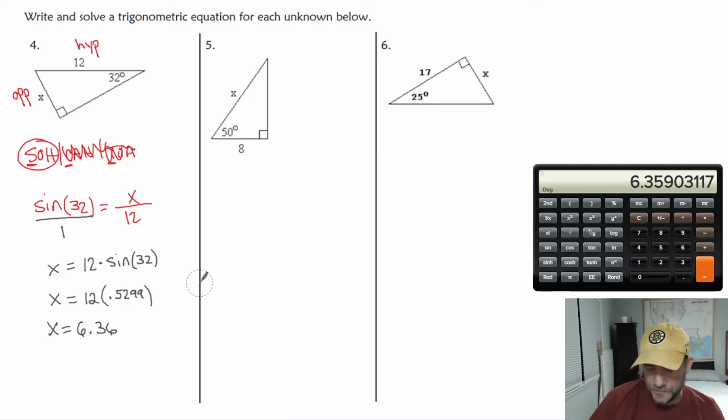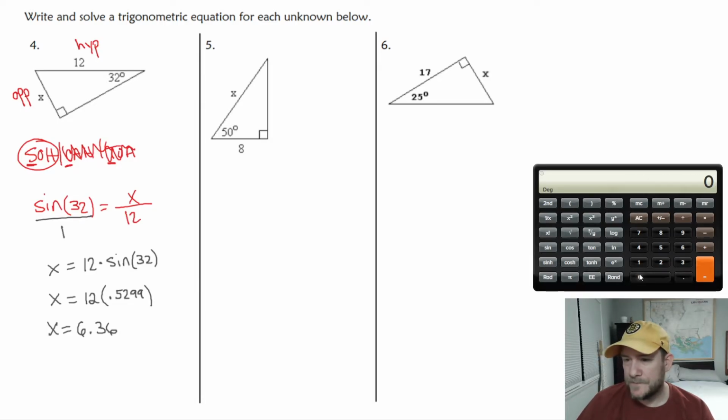So now if that's the worst case scenario, then you should be fine. You can find the sine of 32 in your calculator, no matter what kind of calculator you have. Then you can type it in. Clear everything. You can do 12 times 0.5299, and you still get 6.36, just like the rest of us got. Okay, but that's three levels of how you have to do these problems.